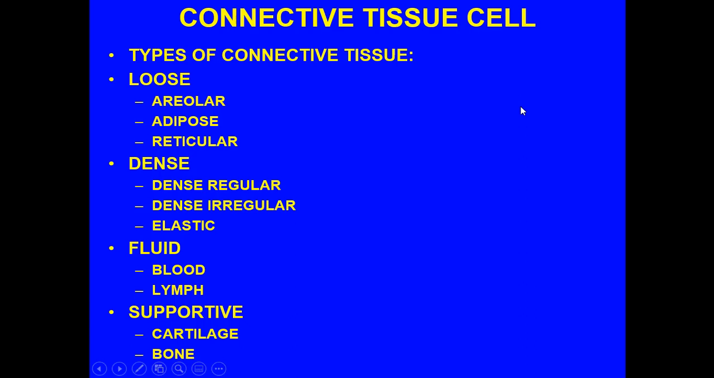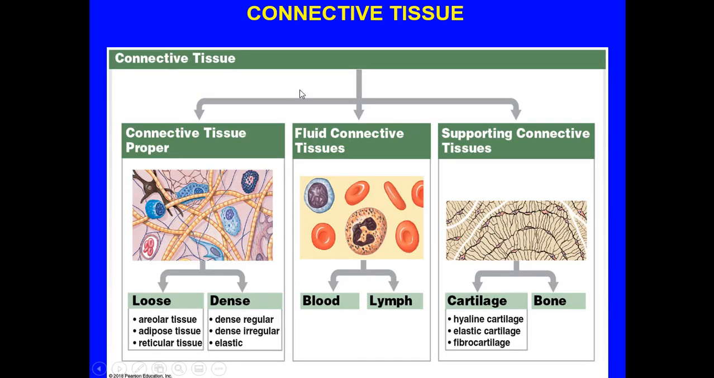There are different types of connective tissue. To help you, loose, there's areolar, adipose, reticular. Dense, dense regular, dense irregular, or elastic. Fluid, blood or lymph. Supportive, either cartilage or bone. We're going to go through all of them, don't panic. Let's take a look at the connective tissue here. So you're going to have the connective tissue proper, and you have either loose or dense.